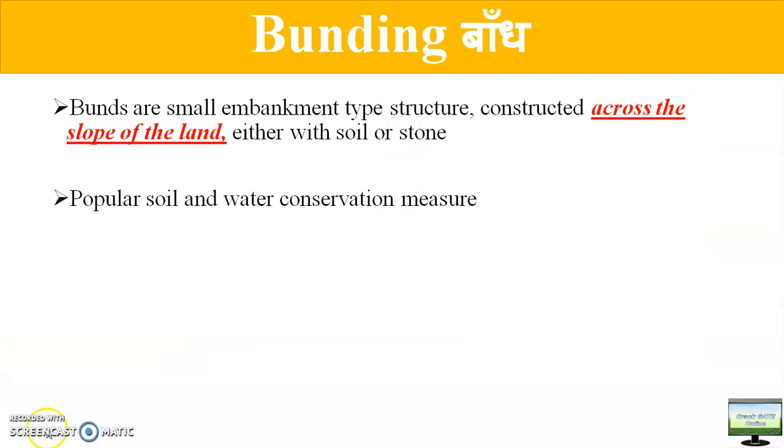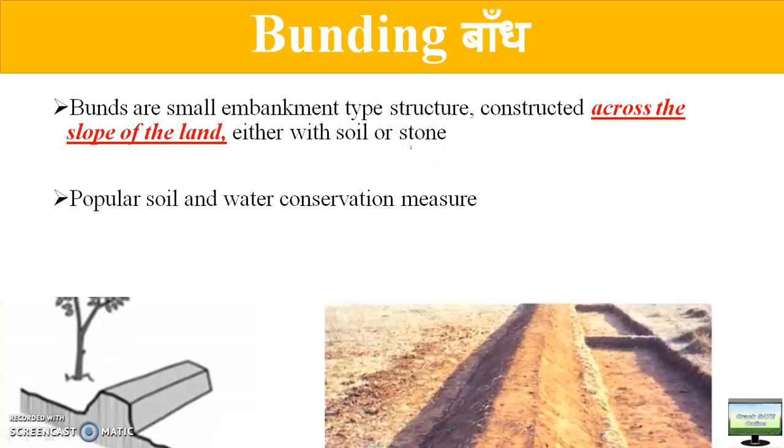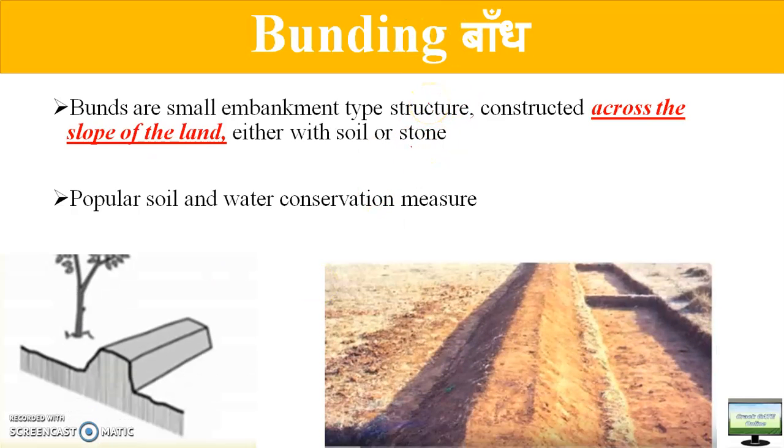What I told you about bunding is the basic principle. Now we will see, if you want to write something about bunding, what you will write. You have to remember one point, that bunding is always done across the slope of the land. What is the meaning of across the slope? If your agriculture slope is in this direction, you cannot make the bund in this direction itself. It is the side view, so you have to make the bund like this.